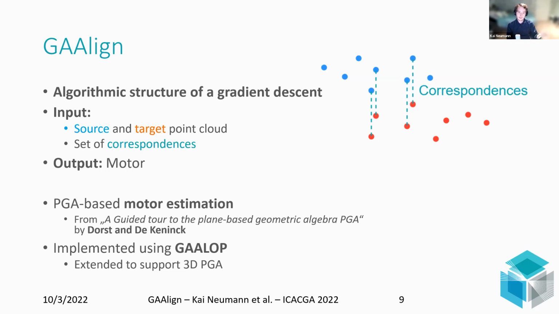And these correspondences can be calculated using a number of ways. For example, using feature-based methods, or simply taking the point that is closest in the other point cloud. And as the output, we are calculating a motor, so a rigid transformation. And as Dietmar already said, this algorithm uses PGA-based motor estimation at its core. And this is from A Guided Tour to the Plane-Based Geometric Algebra, PGA, by Dawson Mechanic. And we implemented this using GAAlign, so the geometric algebra algorithm optimizer that Dietmar just presented. And we specifically extended GAAlign to support the previously unsupported 3D PGA.